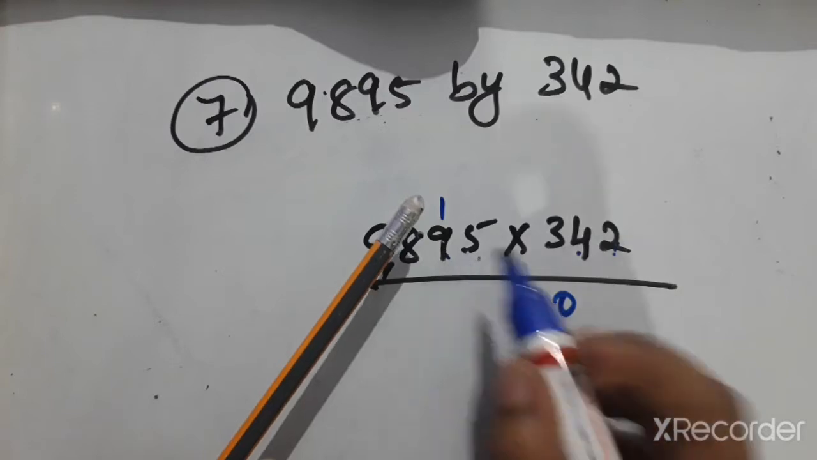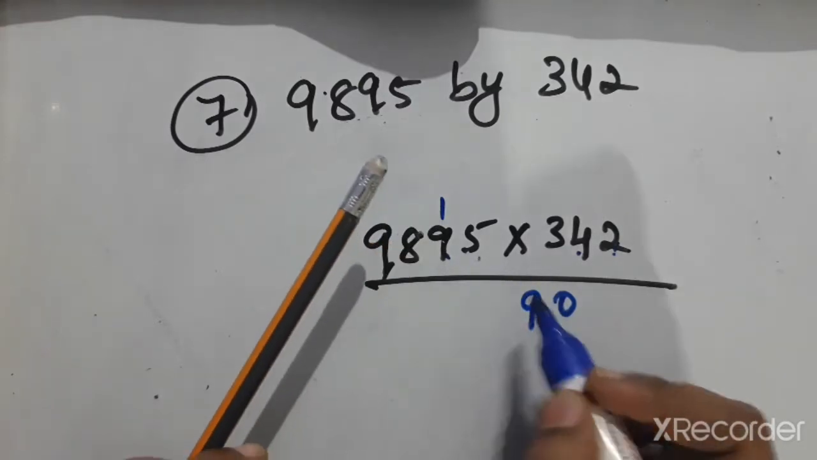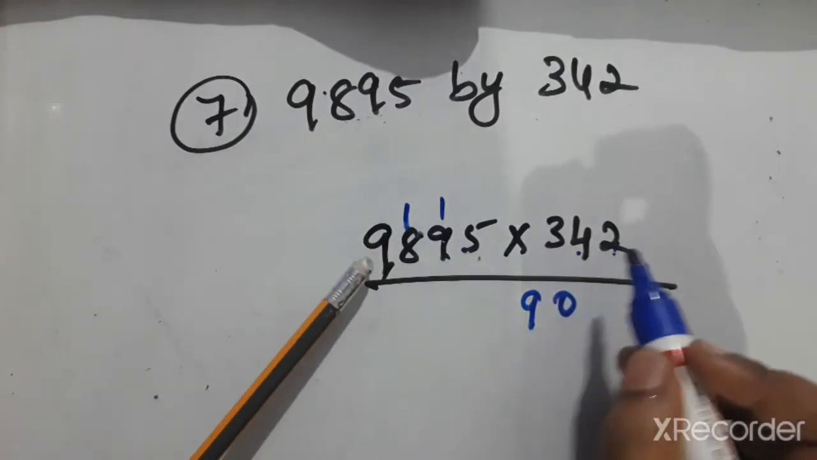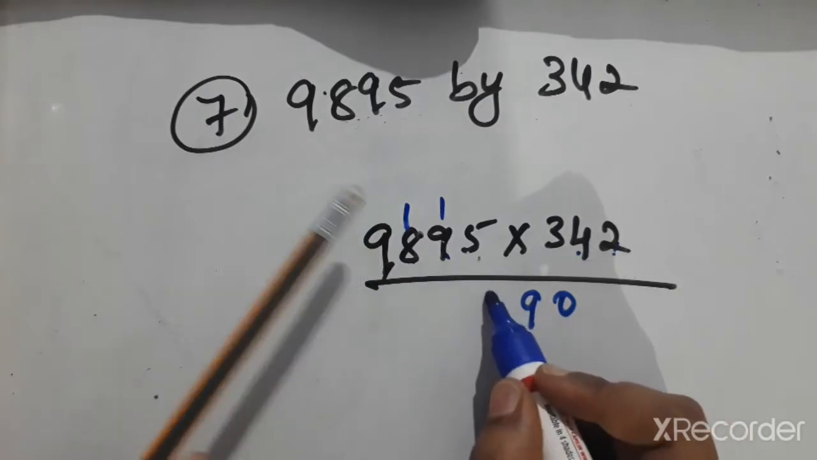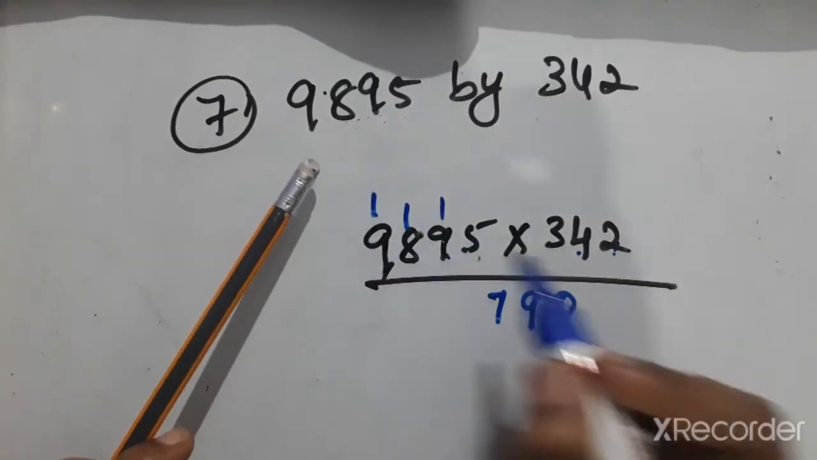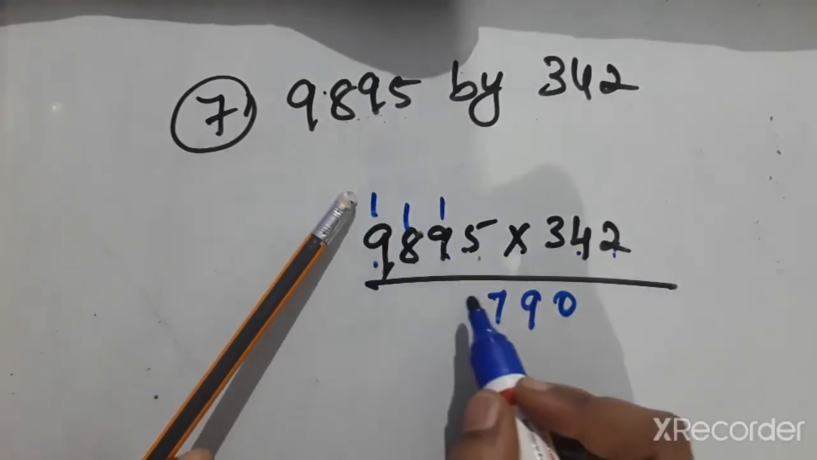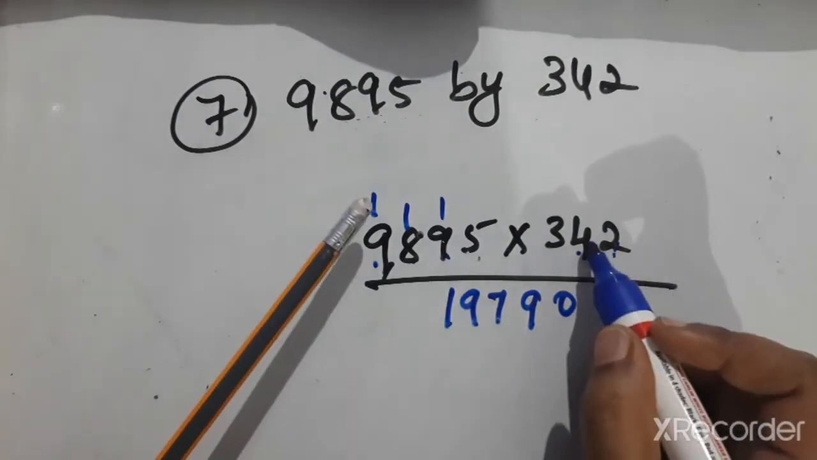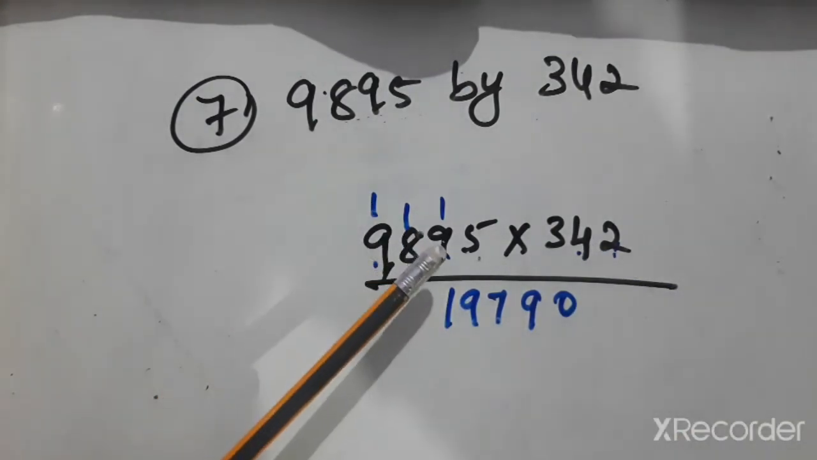2 9s are 18. 18 plus 1 is 19. So 9, 1 carry out to the next place. 2 8s are 16. 16 plus 1 is 17. So 7 here, 1 carry out to the next place. 2 9s are 18. 18 plus 1 is 19. So first line is over. Now we have to multiply the second line.